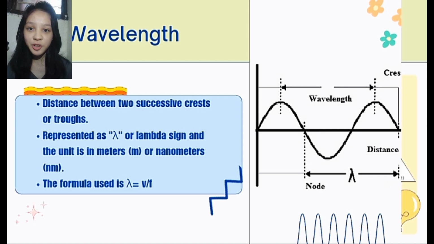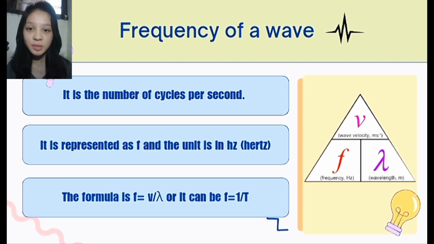Now let's get into frequency. It is the number of cycles per second and it is represented as lowercase f. The unit that we will use is hertz, and the formula can be either frequency is equal to velocity divided by wavelength, or 1 divided by period. It depends on what's given in the problem.